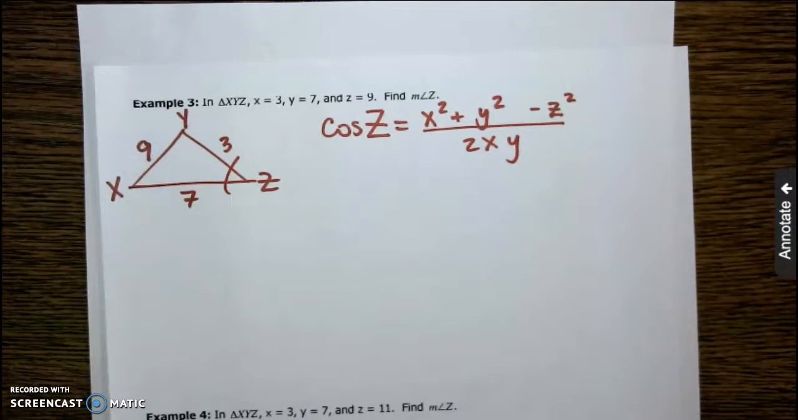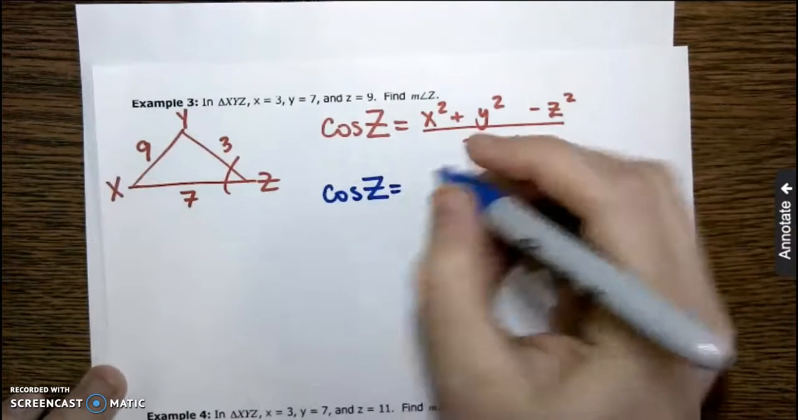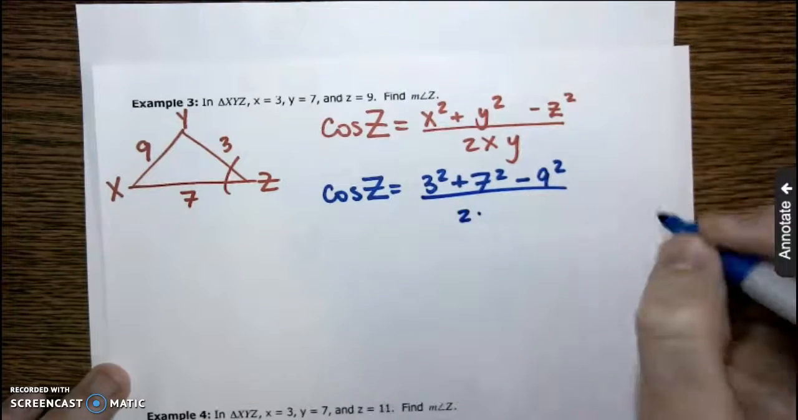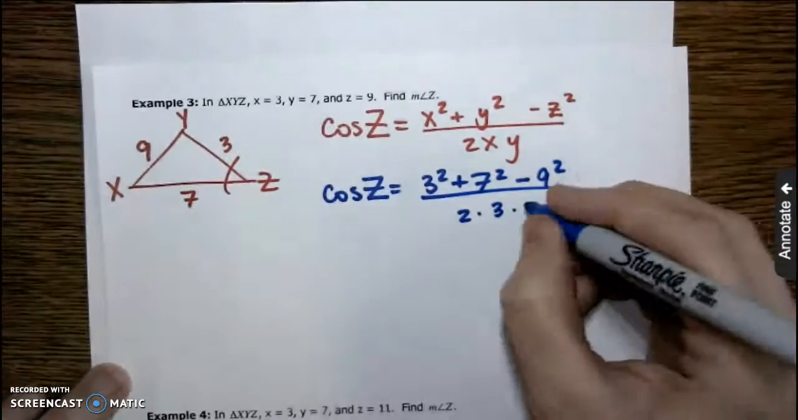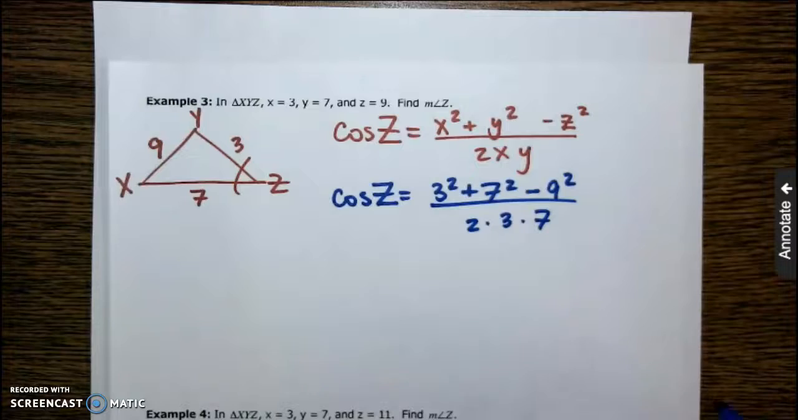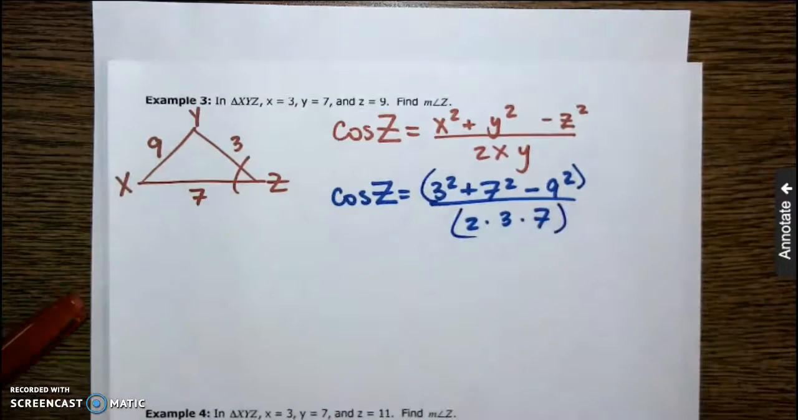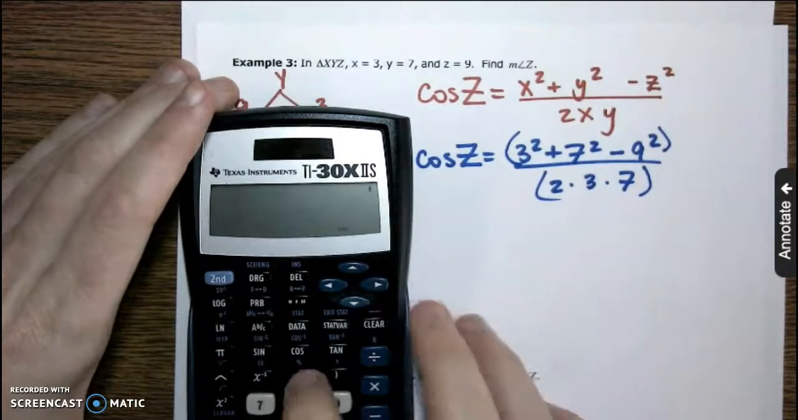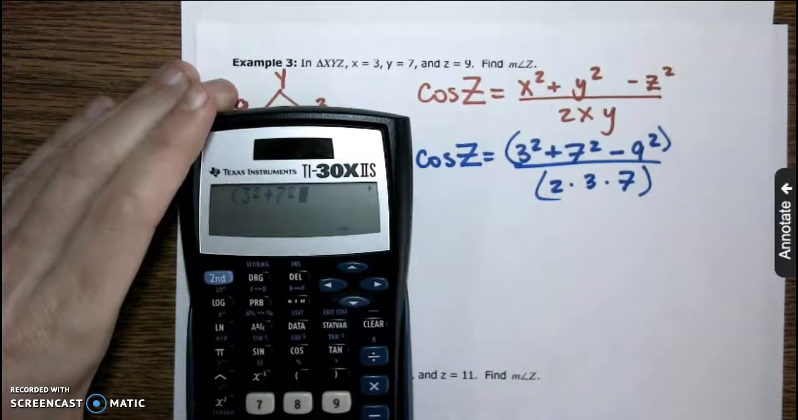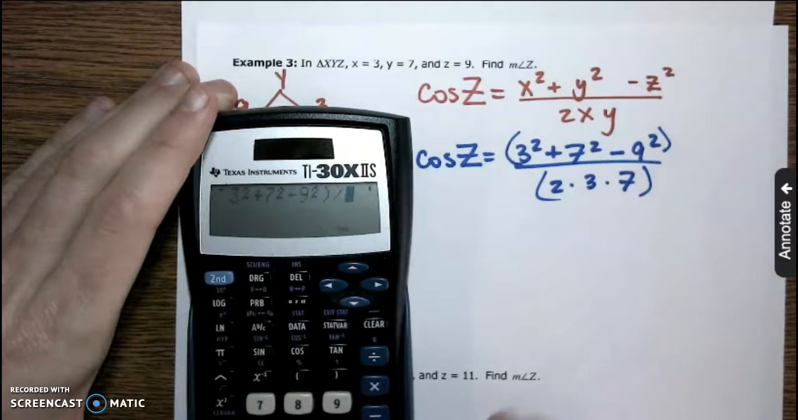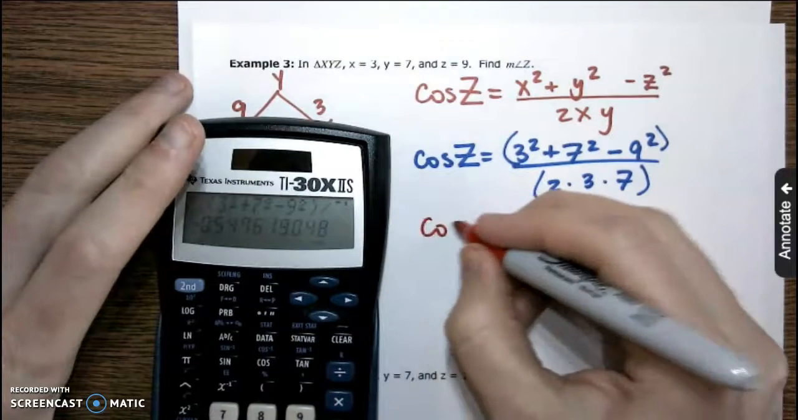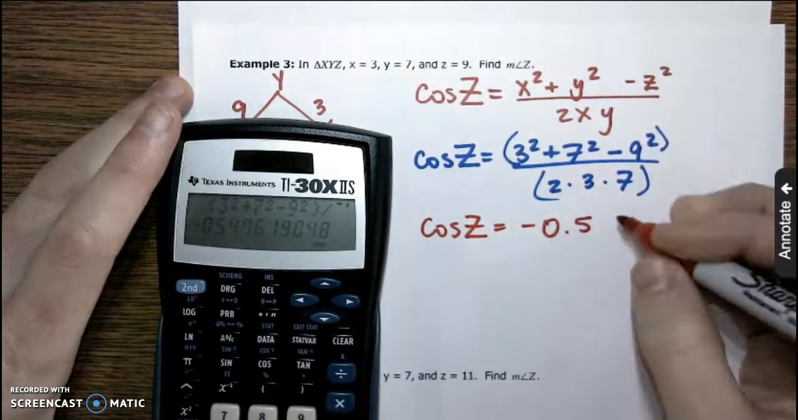So fill in the information. Fill in your values, and we get 3 squared plus 7 squared minus 9 squared over 2 times 3 times 7. When you type this in, you want to put parentheses around the whole numerator, parentheses around the whole denominator, so that the calculator knows what to divide. So I'm going to have parentheses 3 squared plus 7 squared minus 9 squared, close your parentheses, divided by parentheses 2 times 3 times 7, close the parentheses, hit equals, and you get negative 0.5476.